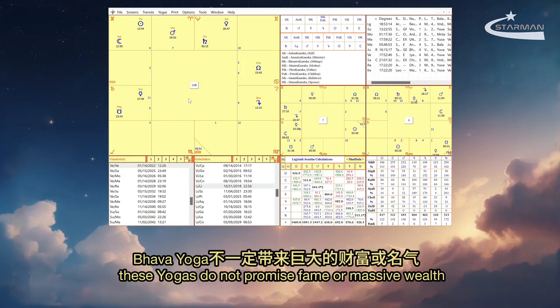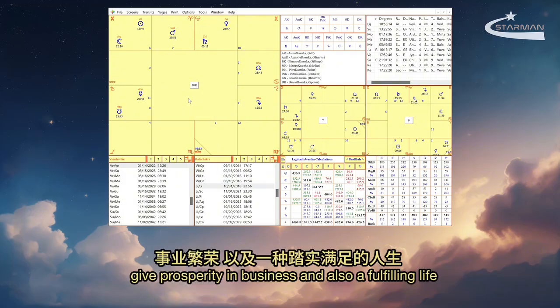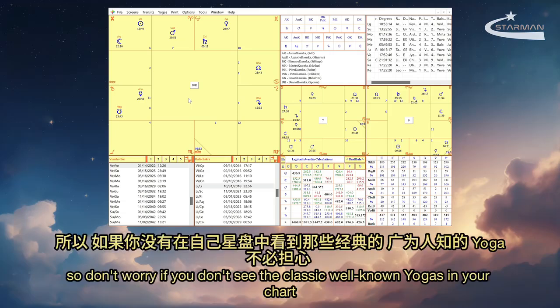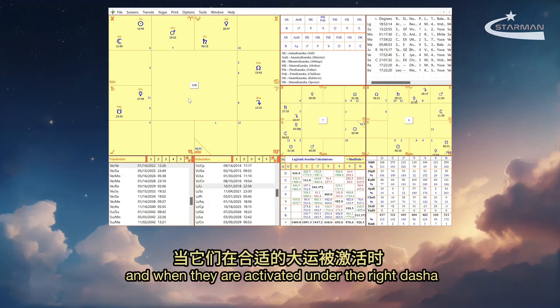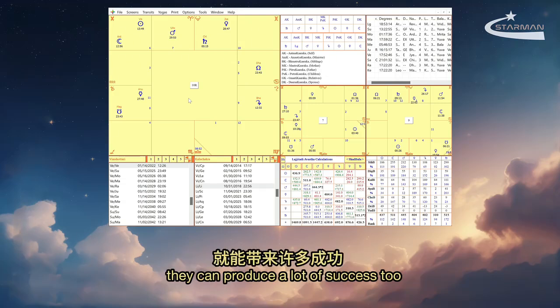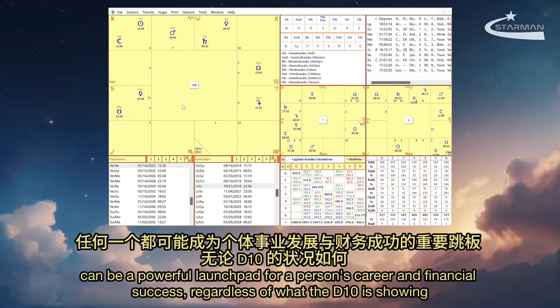These yogas do not promise fame or massive wealth, but they can absolutely lead to a stable and successful career, give prosperity in business, and also a fulfilling life. So don't worry if you don't see the classic well-known yogas in your chart. The Bhava Yoga is always present, and when they are activated under the right dasha, they can produce a lot of success too. Any of these three types of yogas, the Raj Yoga, Named Yoga, or Bhava Yoga, can be a powerful launchpad for a person's career and financial success, regardless of what the D10 is showing.